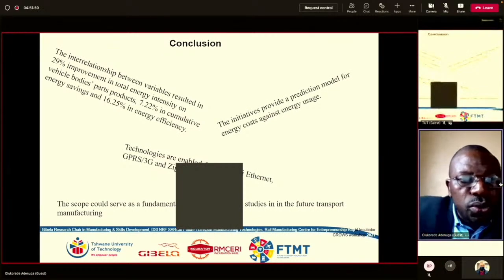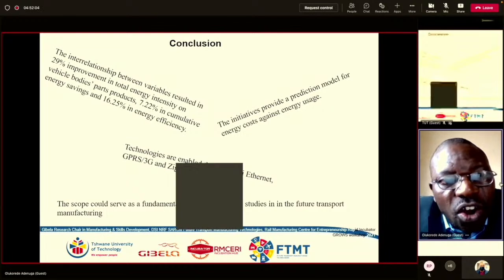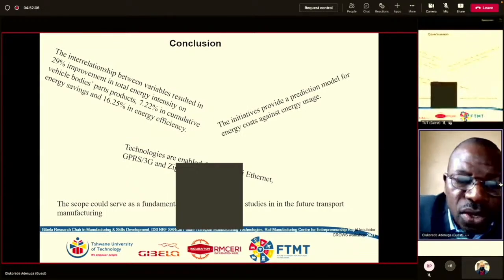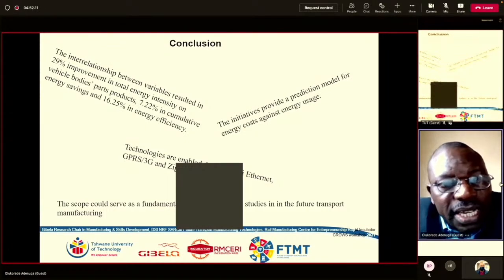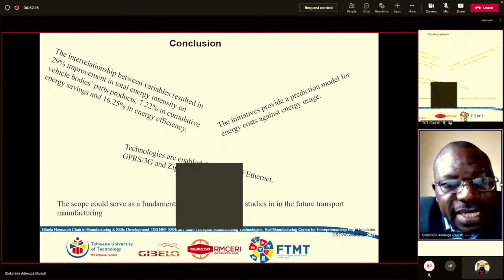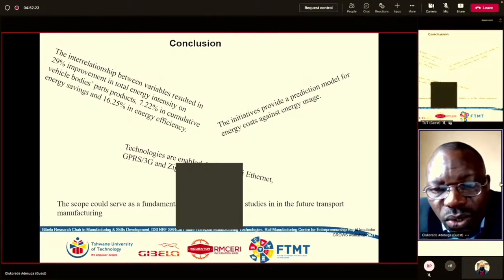So far, so good. What we are trying to project with energy efficiency is to show the interrelationship of possibility, which resulted in 29% improvement in total energy intensity on vehicle body parts based on the methodology we have adopted, and 7.22% in cumulative energy savings and 16.25% in energy efficiency. These initiatives provide a prediction model for energy cost against usage.